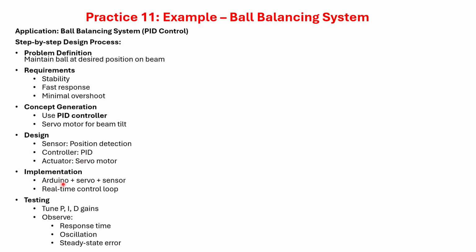For the implementation, we are going to use an Arduino based controller plus servo motor and sensor, and we are going to have a feedback loop. Based on the ball position from the ultrasonic or IR sensor, we have to adjust the servo motor. The beam can tilt here and there, and finally the ball will be settled at the center position. So in the implementation phase, we are going to implement a real feedback controller to maintain the ball at the center position. The last phase is the testing phase.